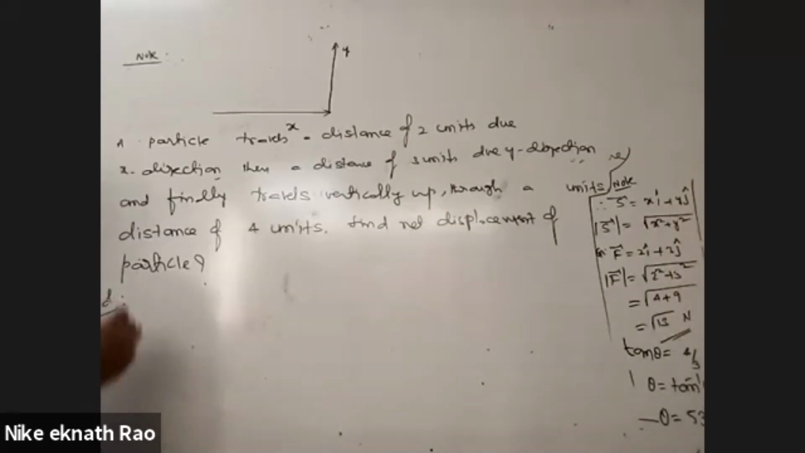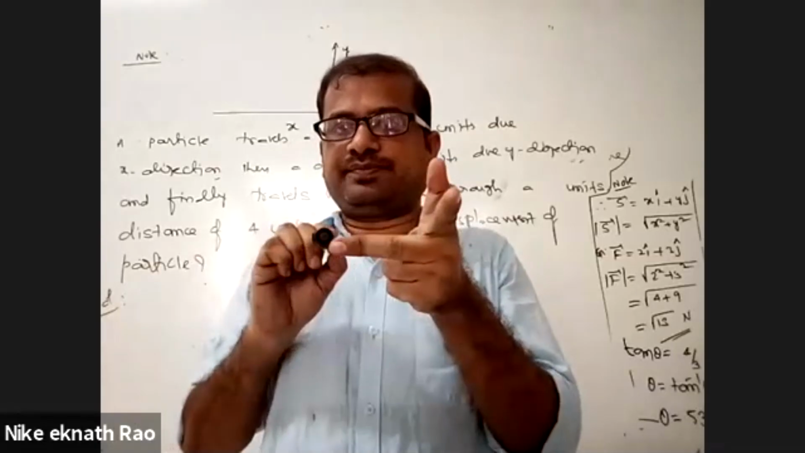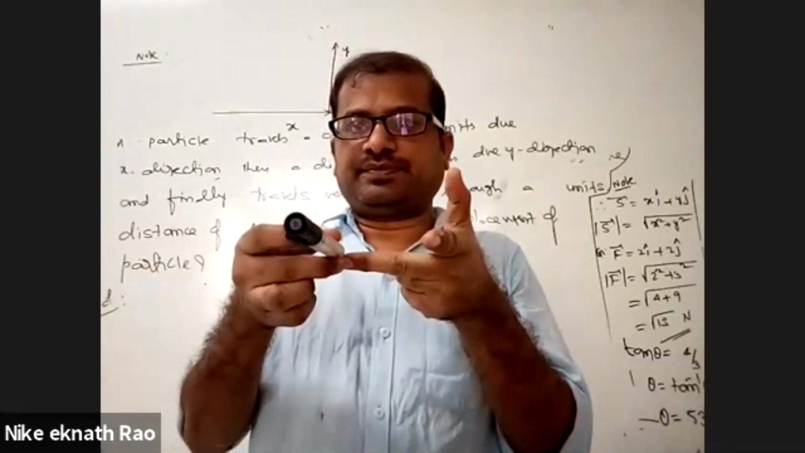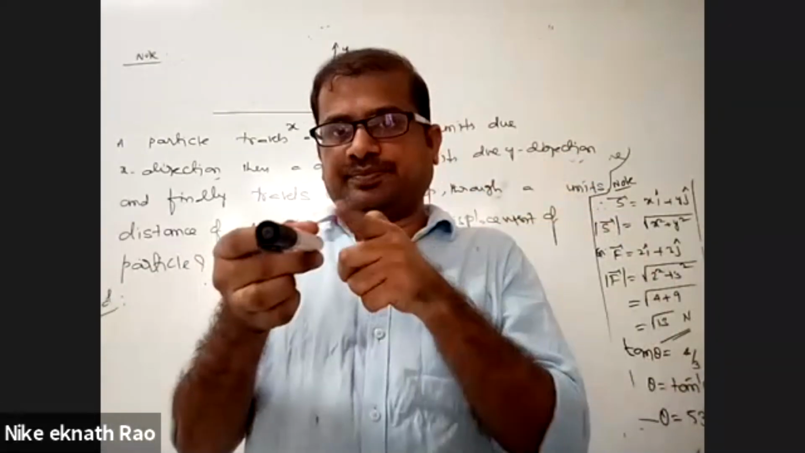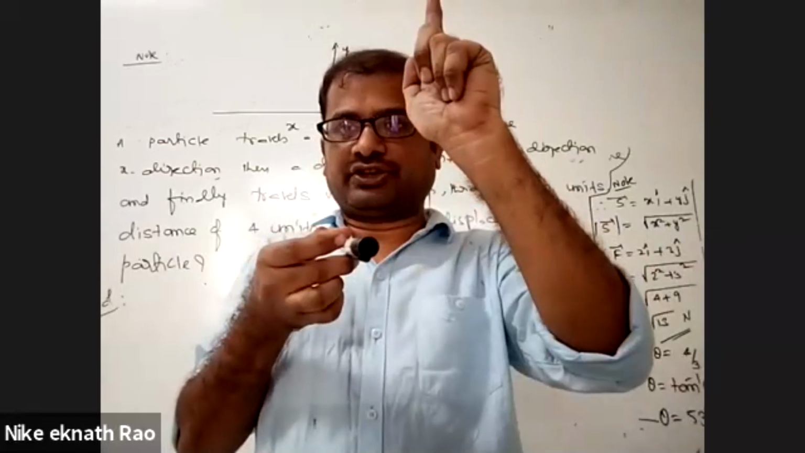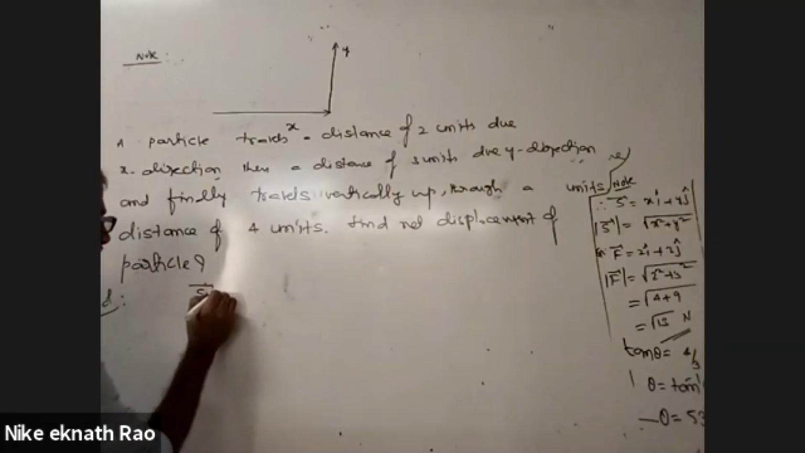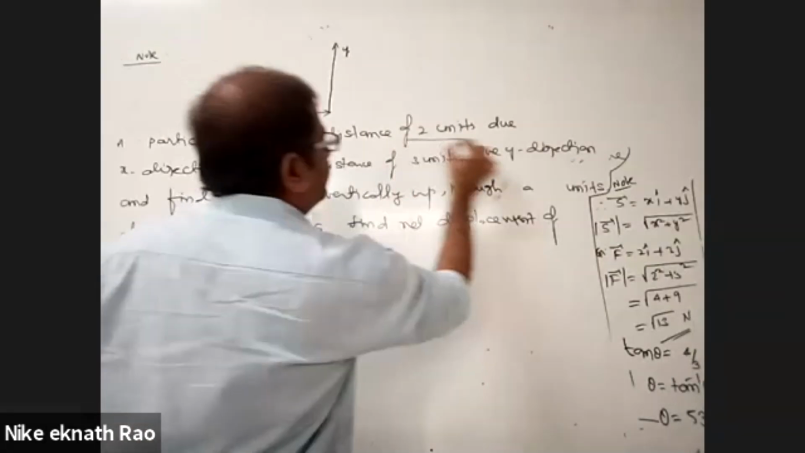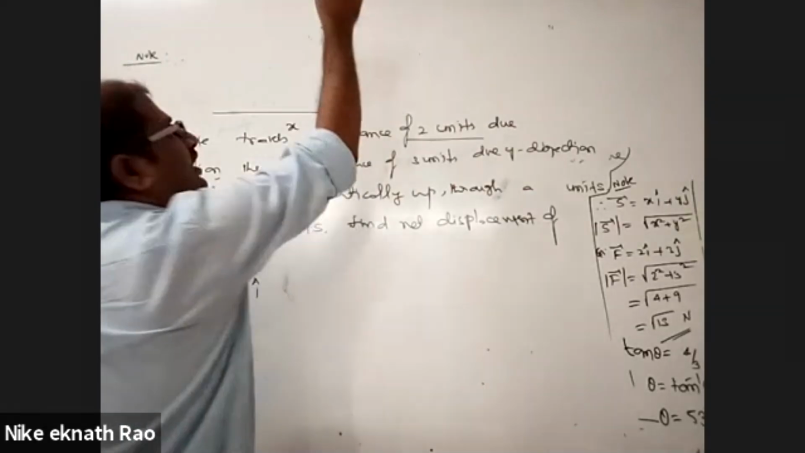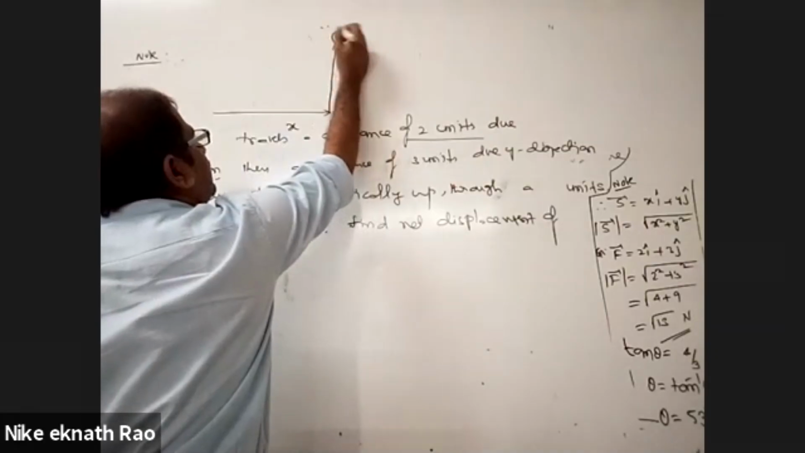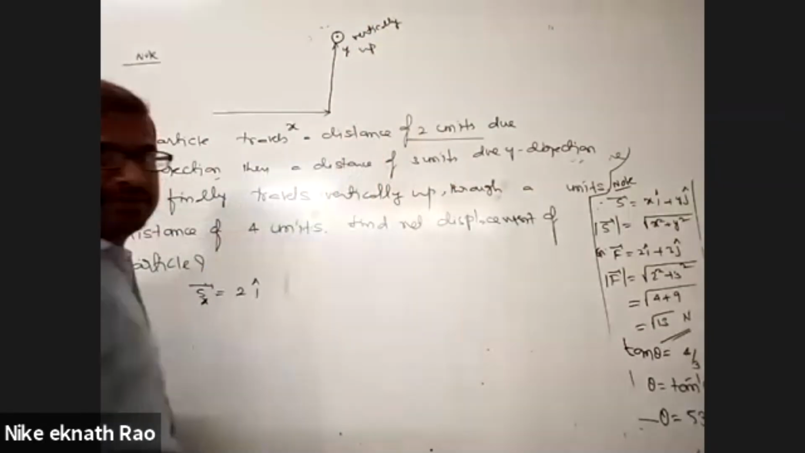Now imagine here, look at me. Fingers at right angles: this is x direction, and parallel to this is y direction. Then the particle goes upwards. So x direction, y direction, and vertically upward direction. Three directions are there. In x direction it is 2 units. Vertically up I cannot draw now, so for vertically up I will represent a dot.